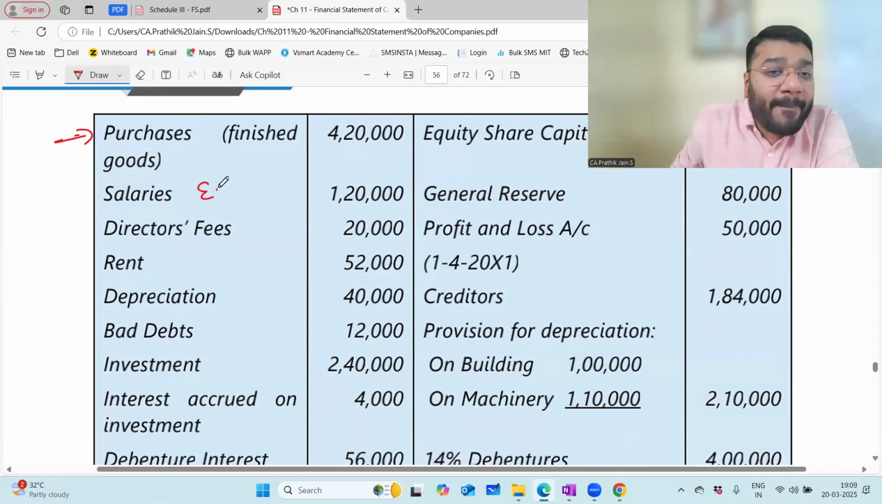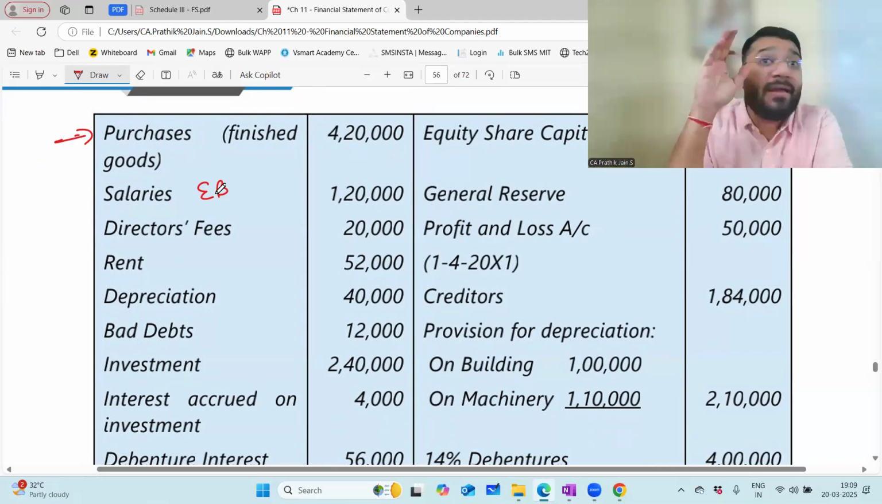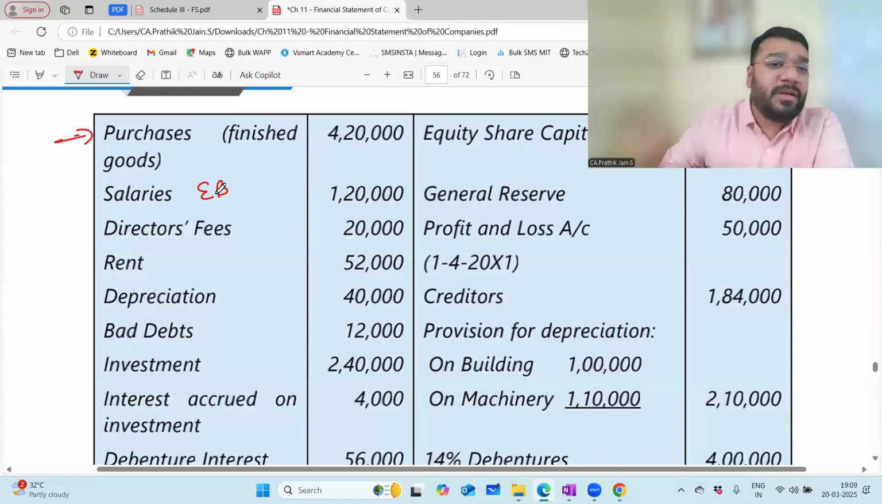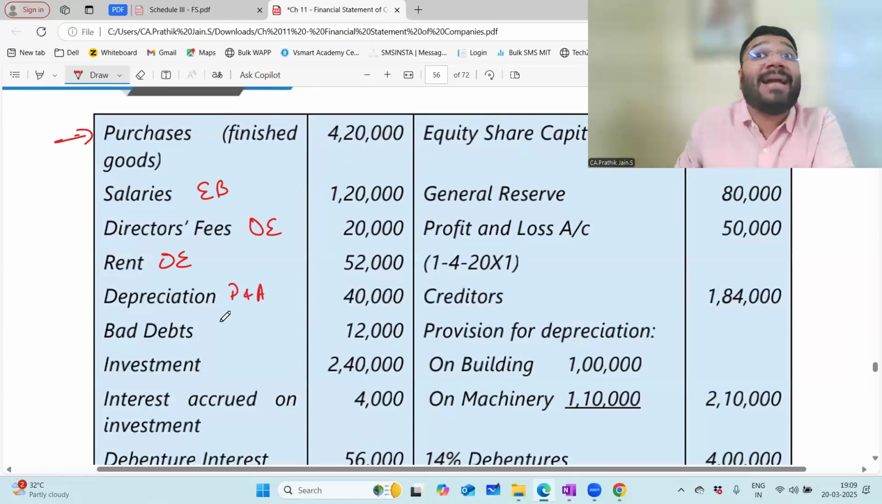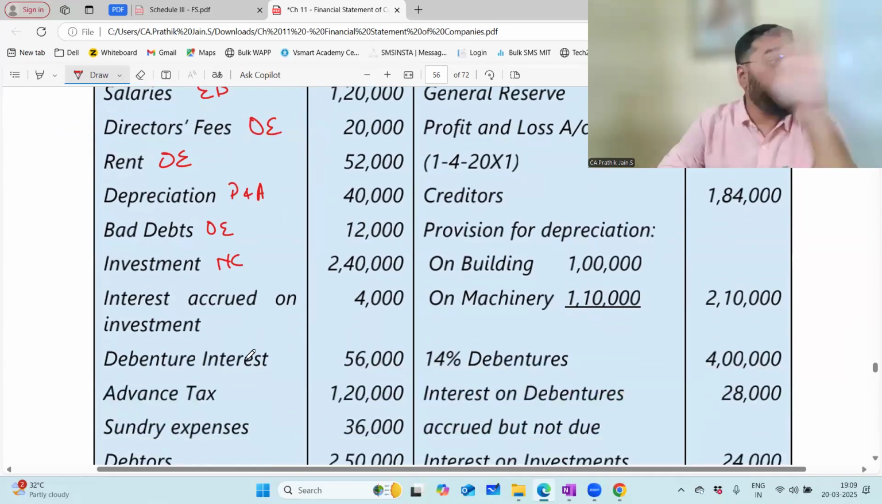Salaries will go to employee benefit. Director's fee: sir, director also is an employee of the company, no, sir? This is what you study in law. Then employee means employee benefit. But Schedule 3 says no, directors' fee will go only to other expenses. Rent, other expenses. Depreciation, amortization. Bad debt, other expenses. Investment, nothing mentioned. Current or non-current? Always non-current, long-term investment. But ICAI might give you a shock here and there. Be prepared for that also.